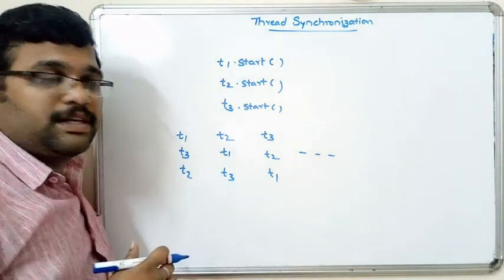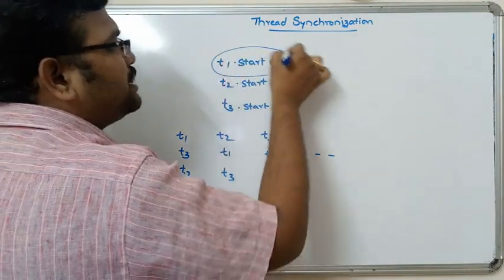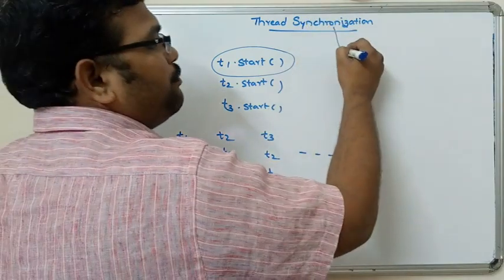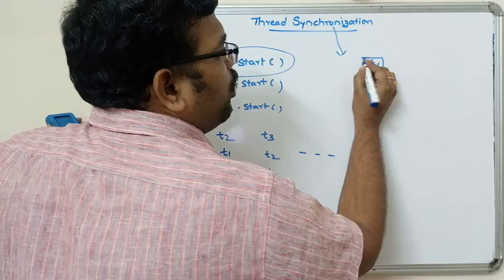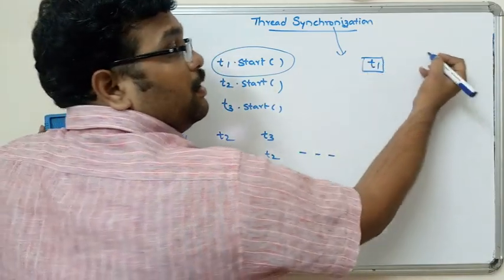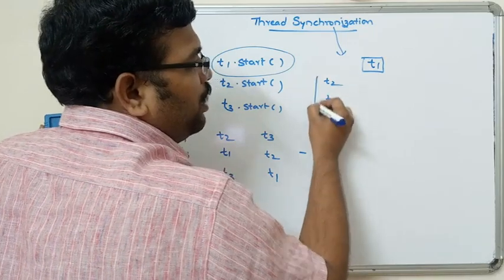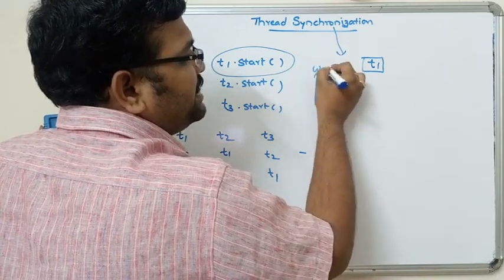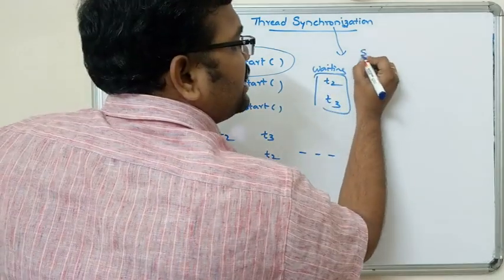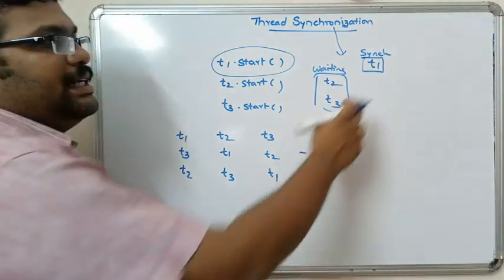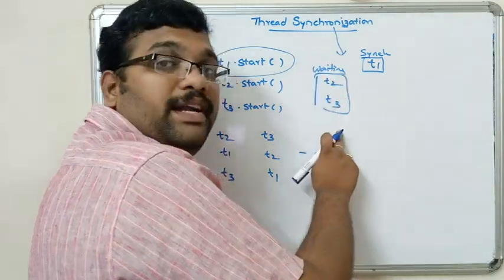Which one executes first? If you apply this synchronization, whenever T1 executes this synchronization block, T1 will be in the lock procedure. Then all the other threads will be in the waiting state. This is the synchronization: until this completes its execution, all the remaining threads will wait in the waiting state.